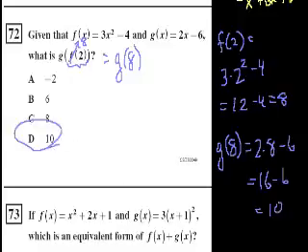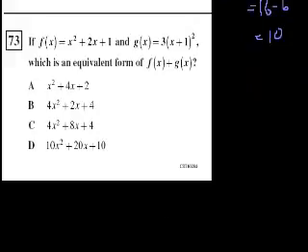Problem 73. If f of x is equal to x squared plus 2x plus 1, and g of x is equal to 3 times x plus 1 squared, which is the equivalent form of f of x plus g of x? So essentially, they just want us to add these two functions, right? So if we say f of x plus g of x, let me do that. F of x, and I'll do it in another color, plus g of x.